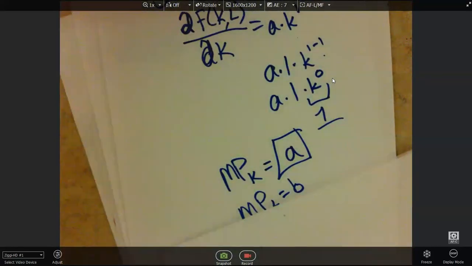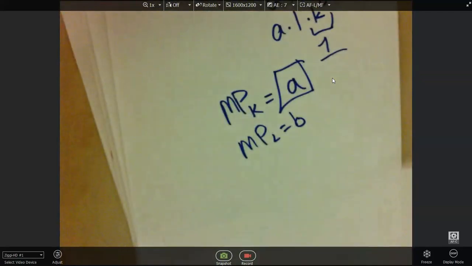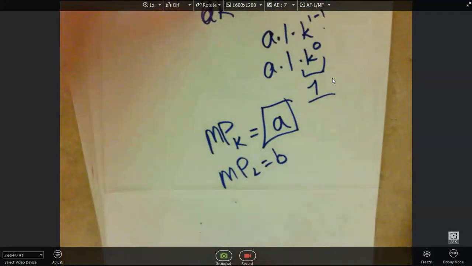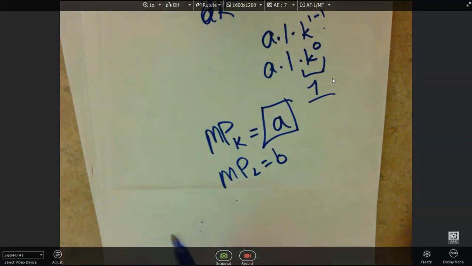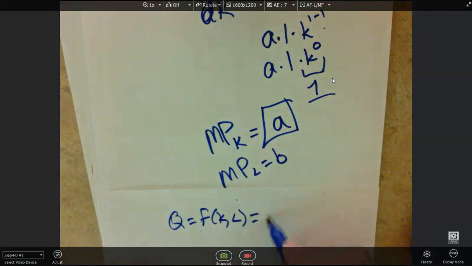But again, you're not going to be tested on it. I just think it makes more sense. But this could just be me because I have a math brain, right? So Q equals F of K and L equal to A times K plus B times L.